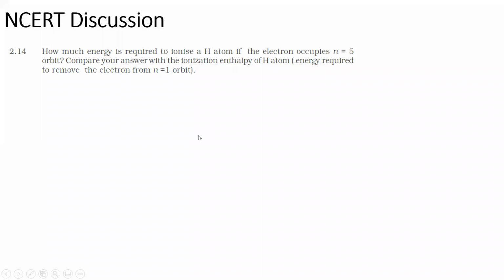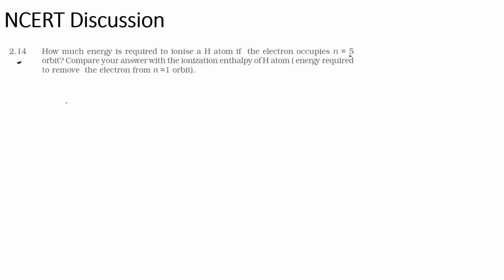Welcome to the NCERT discussion, and we are discussing the second chapter of the NCERT, and this is question number 2.14. It says: how much energy is required to ionize a hydrogen atom if the electron occupies the fifth orbit, and compare this with the case when it is there in the first orbit.